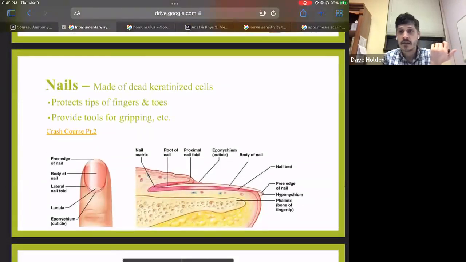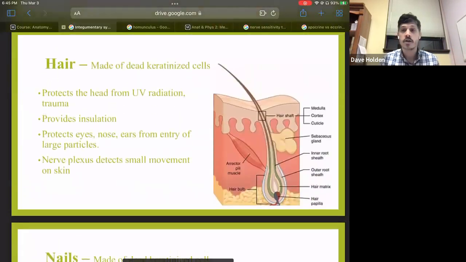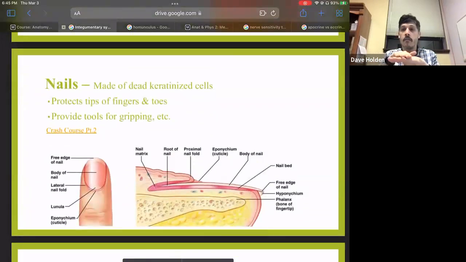Now, nails, as we talked about, are also made of dead keratinized cells, but keratin can be arranged in a couple of different ways. With hair, you're talking about long strands of keratin, right? The strand form. With nails, you're talking about a broad plate form that grows in that form.